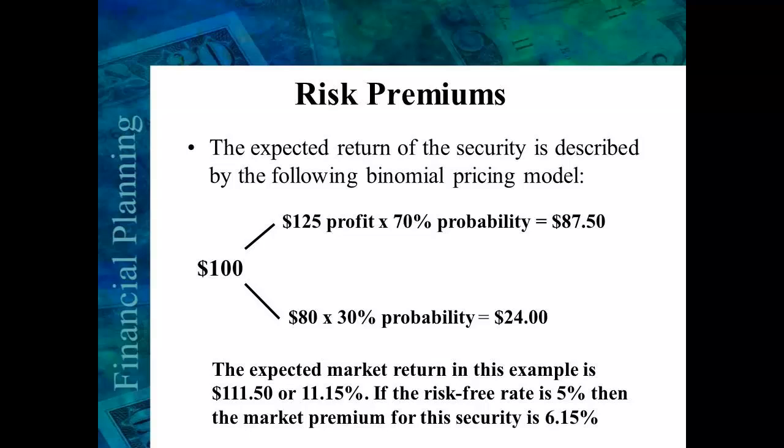If the US T-bill is yielding 5%, then the market premium for holding this risky asset is 11.15% minus 5%, or 6.15%.